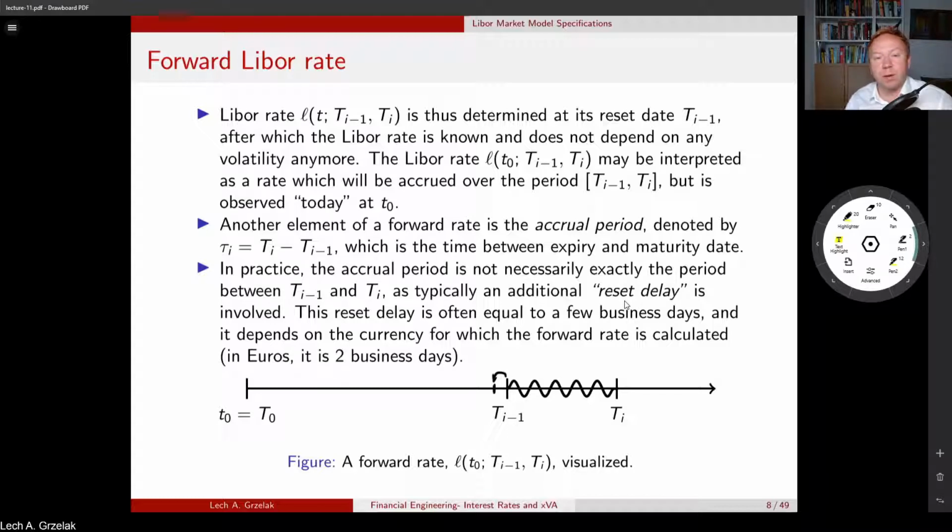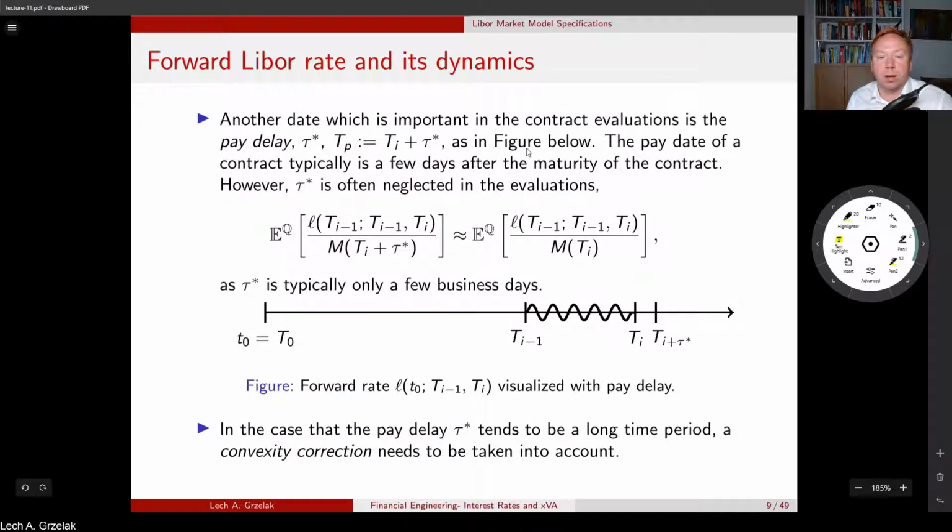This means that the fixing of the rate could be slightly different. There could be some delay with regards to the date that this rate is observed and when it actually resets. And the second part, we also have the second date. So we have a pay delay. This means that if we have a time t here, the rate is known at this point. Of course, this is our pay date. However, the payment will take a few days after. But from the modeling perspective, we often just make them equal.